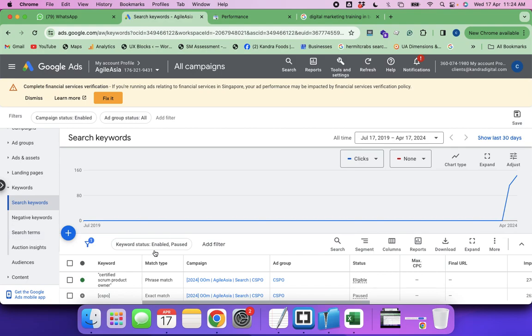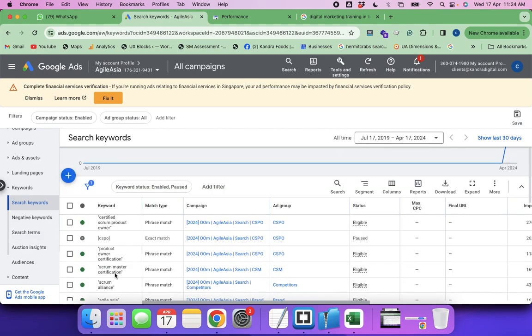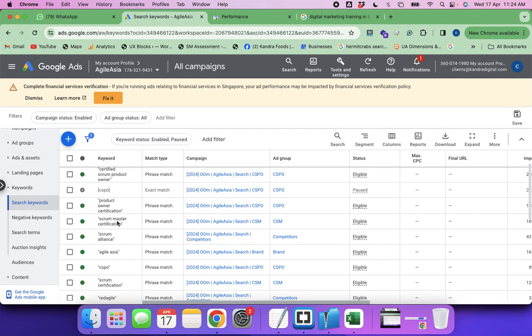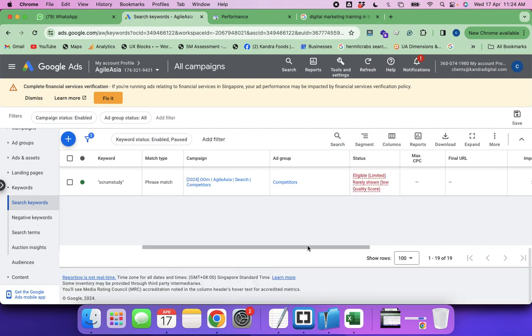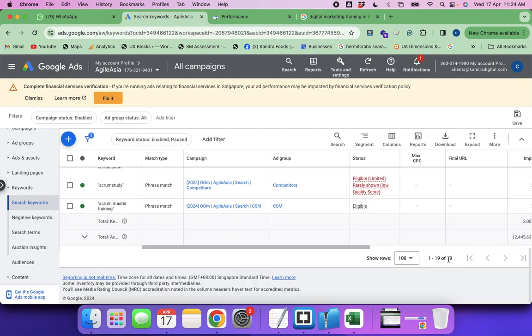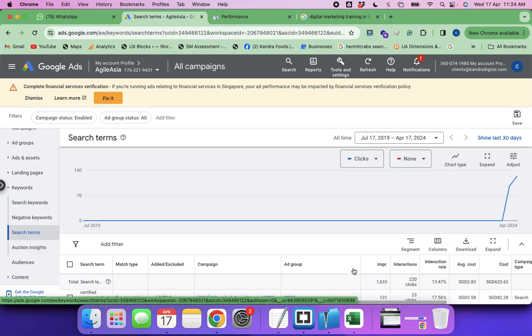You see here, just CSPO in exact, certified Scrum product owner in phrase, Scrum Master certification in phrase match, Agile Asia in phrase match, CSPO in phrase match. These are all the input keywords. How many seed keywords have been inputted? There are only 19 keywords. Okay, and now ads are showing up for how many keywords? This will be in a few hundreds. These 19 keywords can trigger your ads for a few hundred keywords.